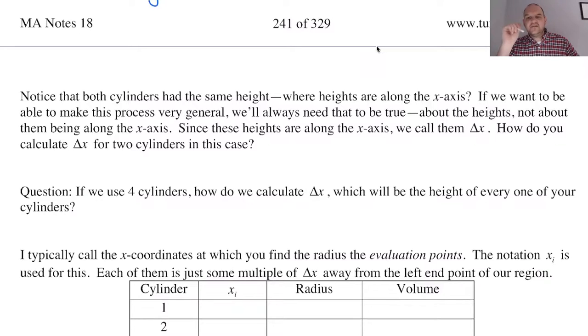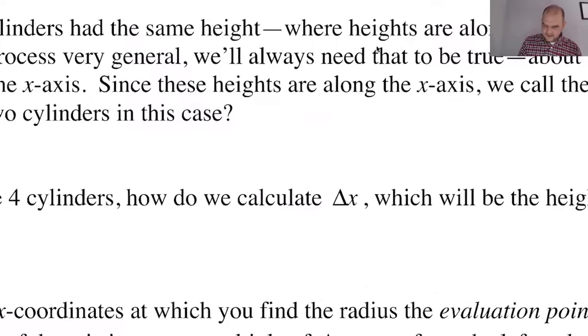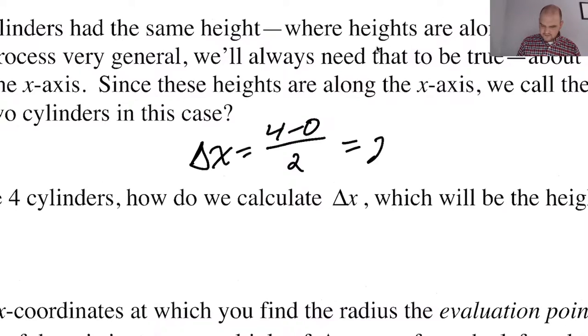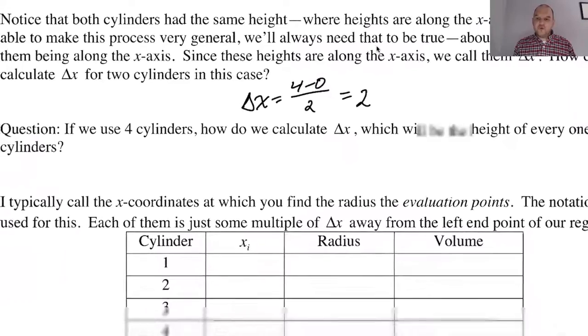All right, so the heights are along the x-axis, so we call them delta x's. They're little slices, little changes in x, and delta x is constant, right? For two cylinders, if you remember, delta x was 4 minus 0 divided by 2, which gave us 2.